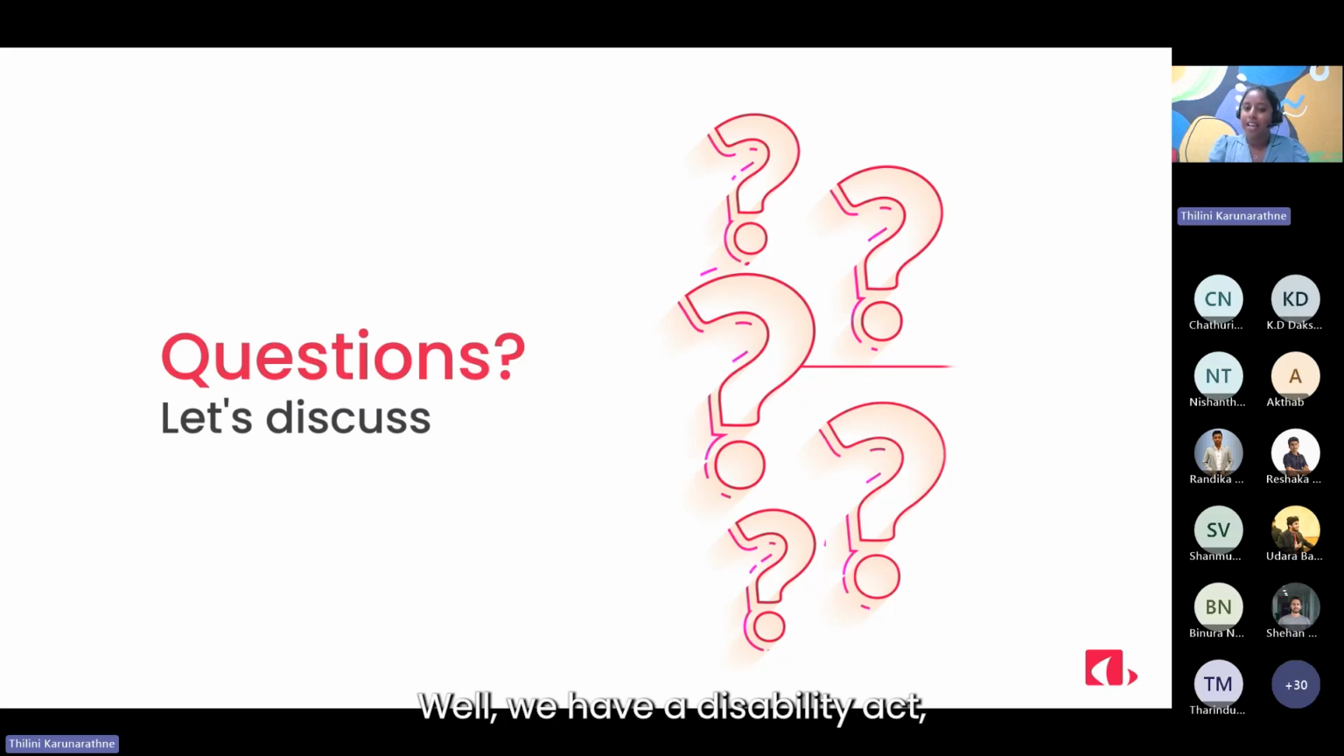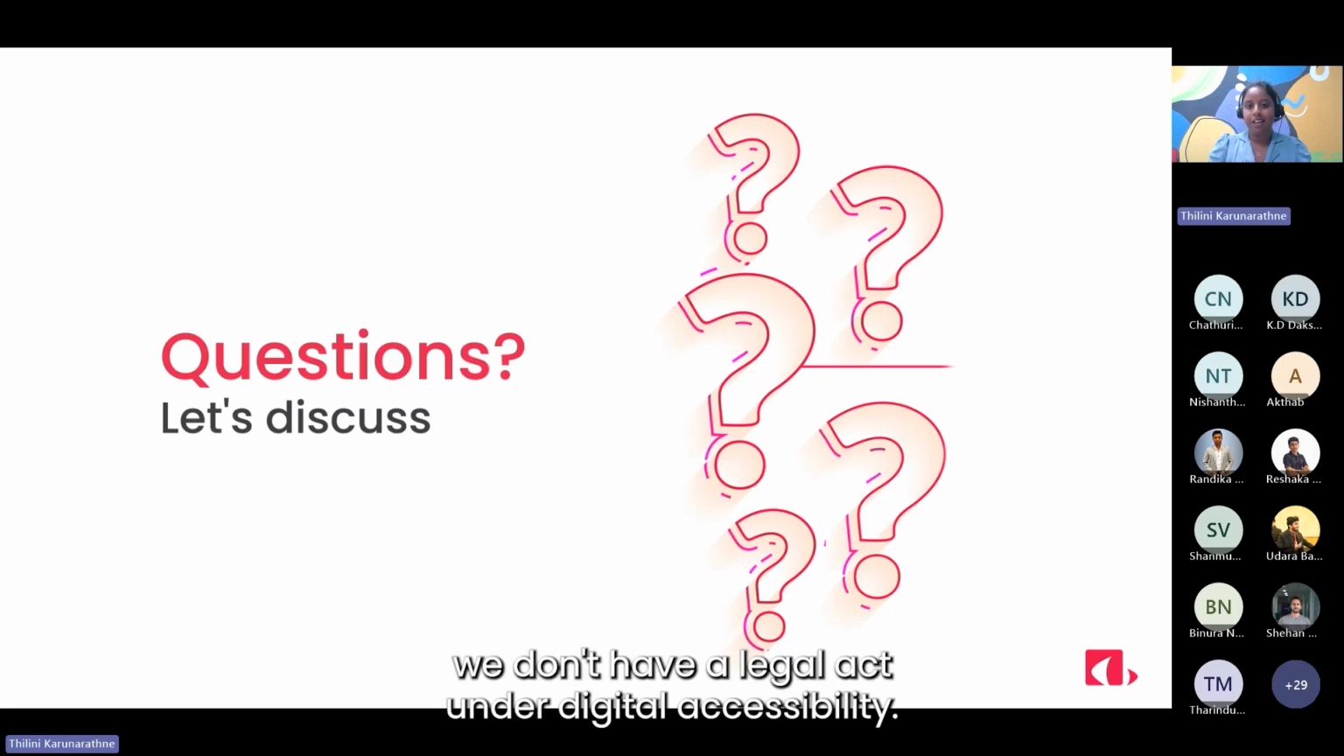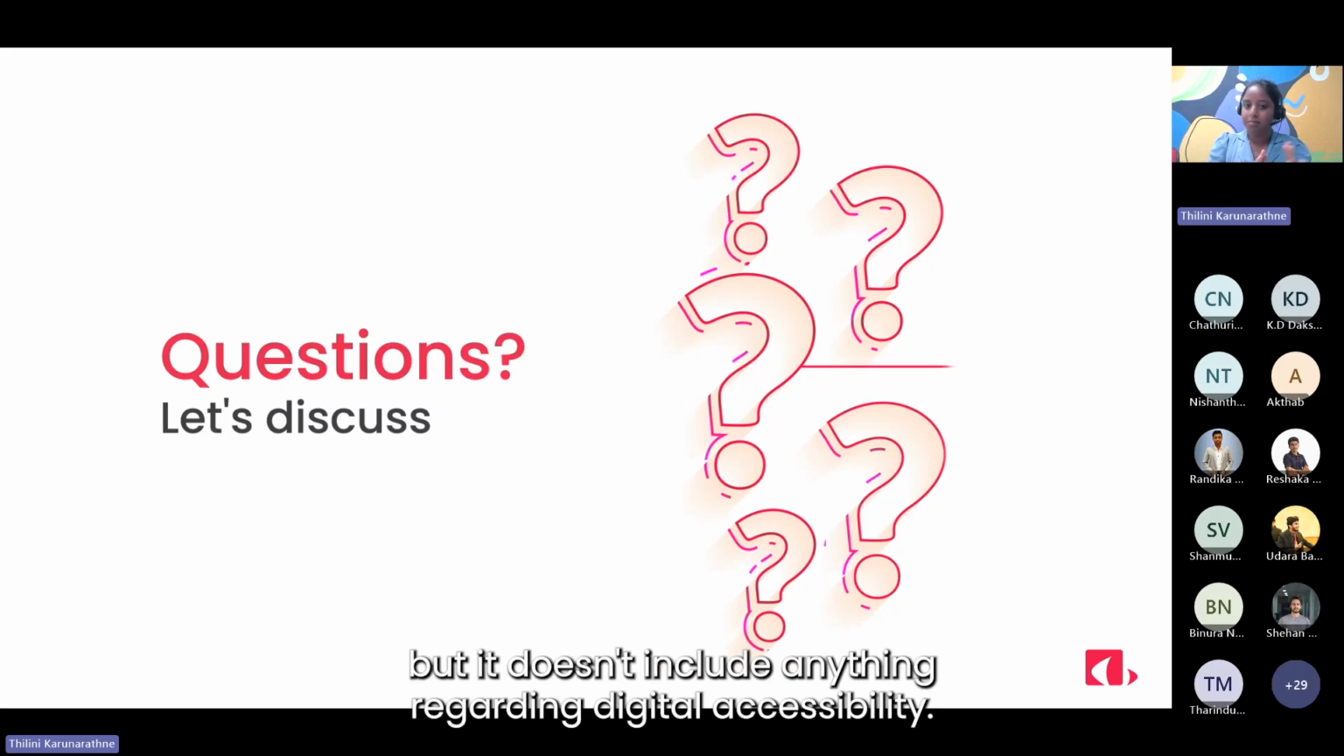Well, we have a Disability Act, but it's not talking about digital accessibility. However, ICTA has mentioned that it's better to at least follow WCAG level double A because it has the best practices. So unfortunately, we don't have a legal act for digital accessibility. Of course, there is an act for disability, but it doesn't include anything regarding digital accessibility.